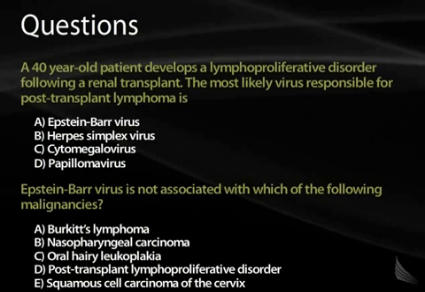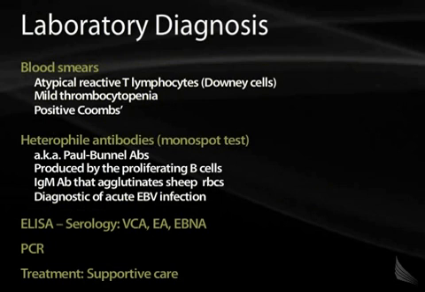Epstein-Barr virus is not associated with which of the following malignancies? So Epstein-Barr virus is associated with Burkitt's lymphoma, nasopharyngeal carcinoma, oral hairy leukoplakia, and post-transplant lymphoproliferative disorder like we talked about in the previous question. It's not associated with squamous cell carcinoma of the cervix, but HPV is.